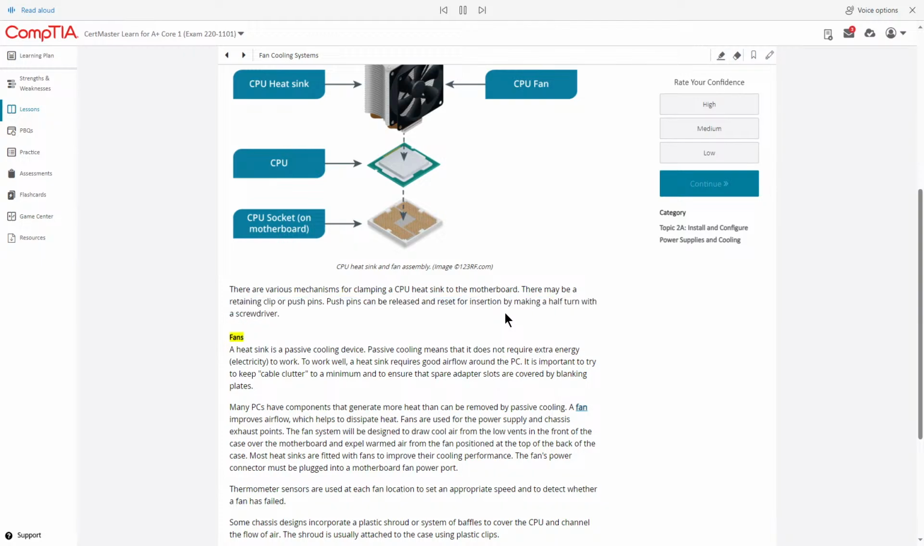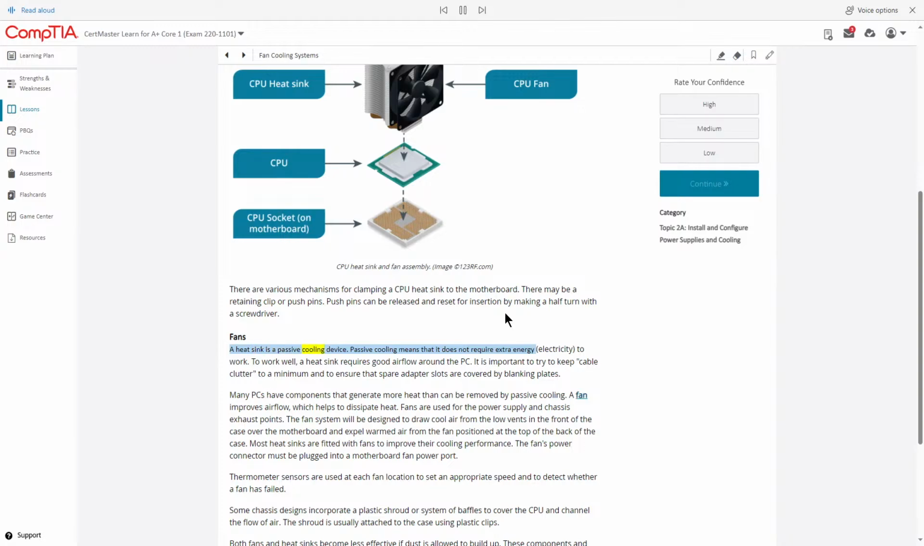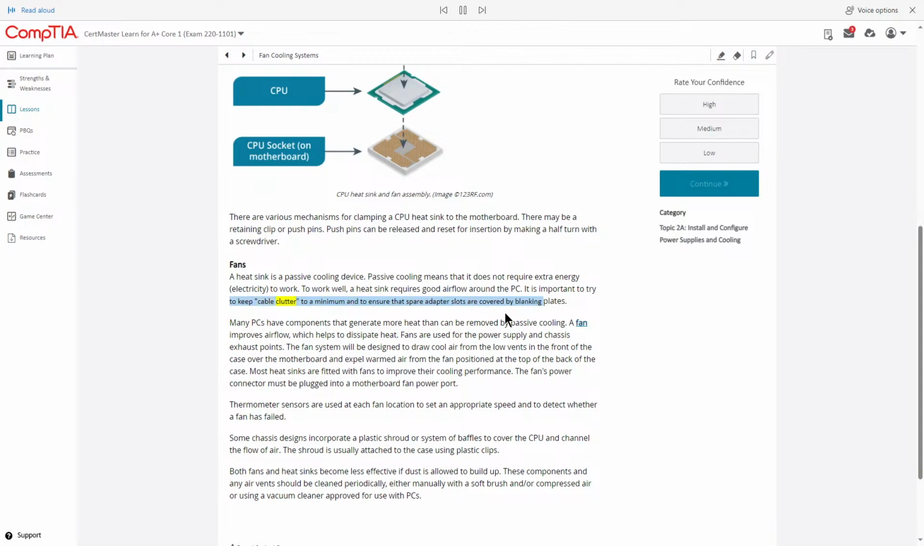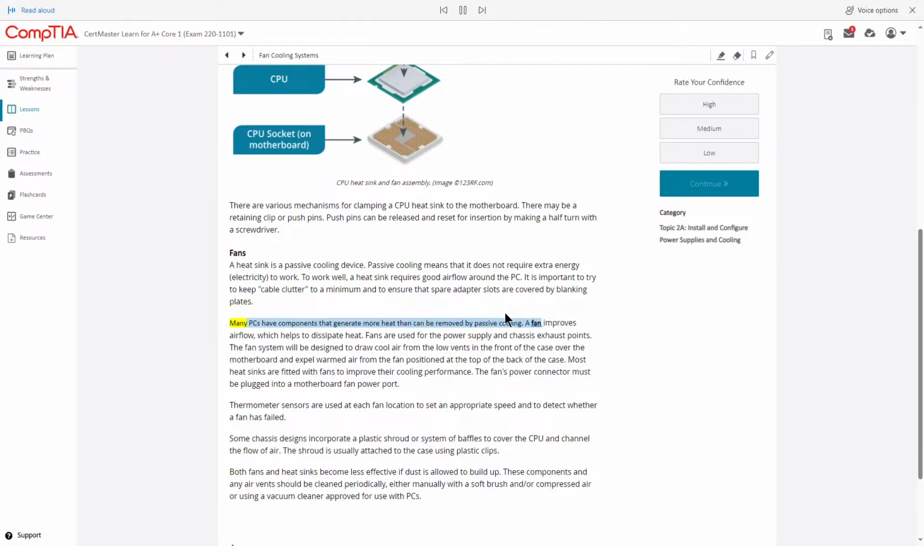Fans. A heat sink is a passive cooling device. Passive cooling means that it does not require extra energy, electricity, to work. To work well, a heat sink requires good airflow around the PC. It is important to try to keep cable clutter to a minimum and to ensure that spare adapter slots are covered by blanking plates. Many PCs have components that generate more heat than can be removed by passive cooling.